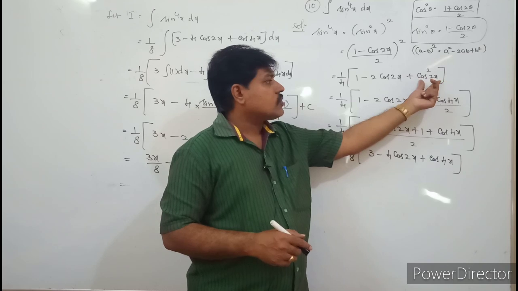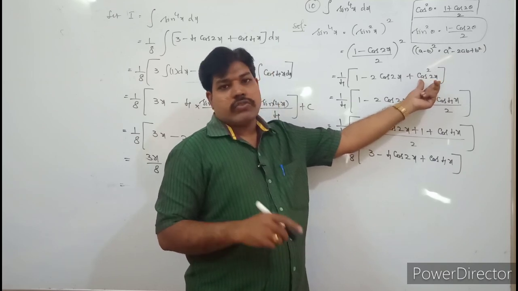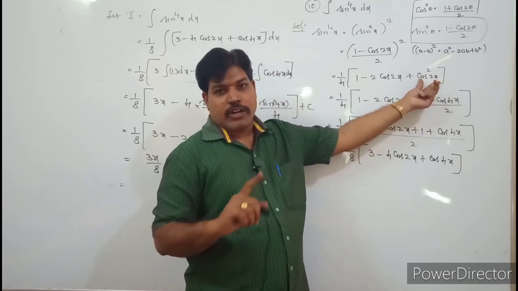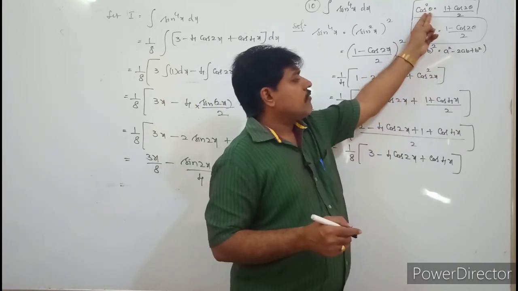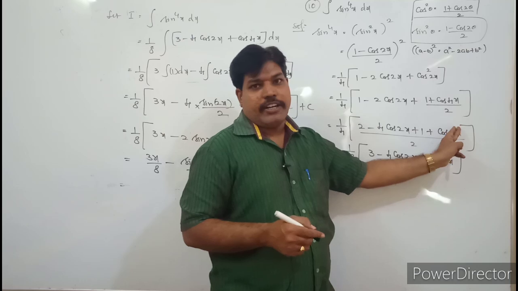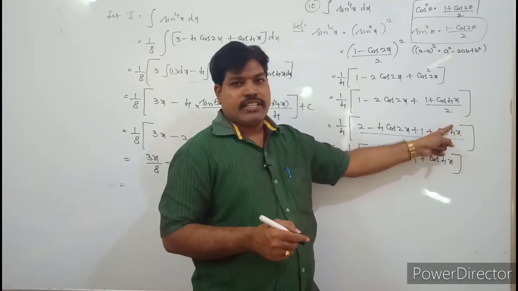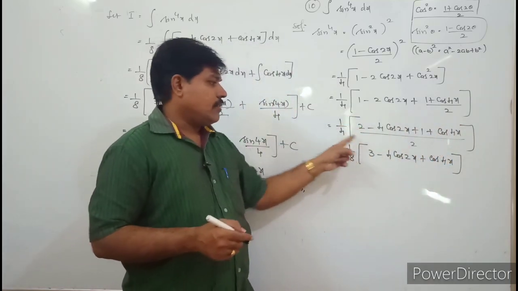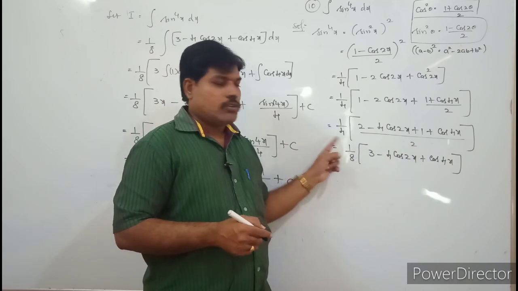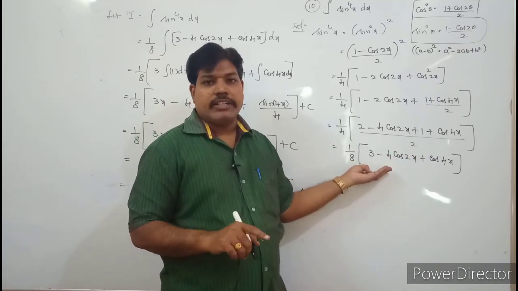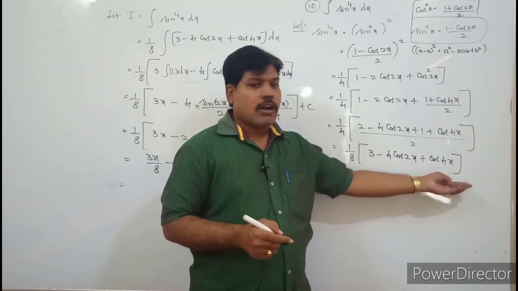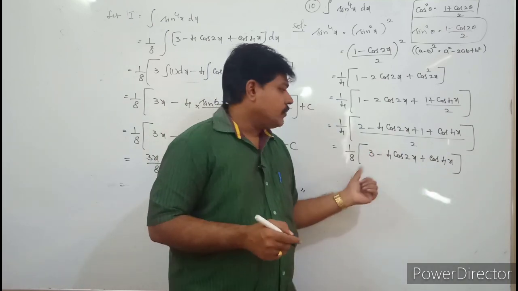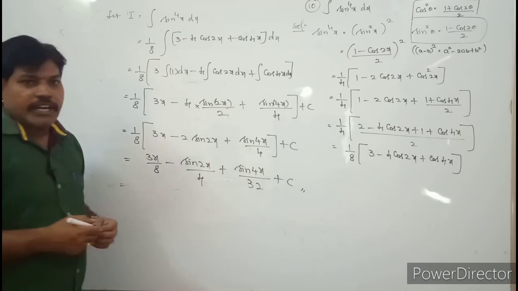So here cos^2 2x is there. For cos square in the integration you don't have a formula, so you have to convert it once again. So cos^2 2x we have to convert into the form (1 plus cos 4x) by 2. Take the LCM 2 and take this 2 out. So it will become 1/8 times (3 minus 4 cos 2x plus cos 4x). Now you can take the integration.